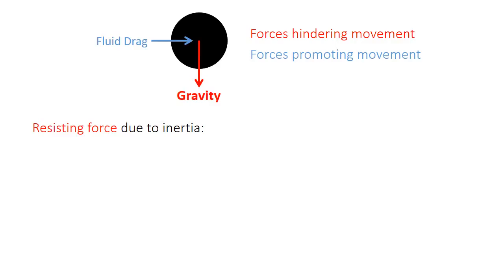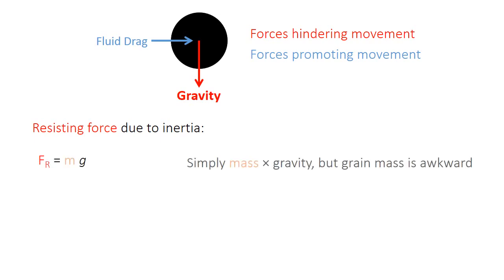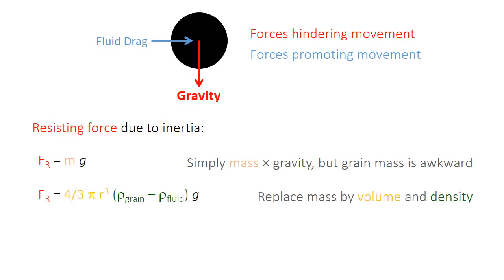So gravity is inertia. It's a resisting force that must be overcome for the particle to move. It's simply the mass of the particle times the gravitational attraction g, or the acceleration due to gravity g. But grain mass is a little awkward to work with. We typically think more about sediment in terms of its size. So we can just replace that mass term with volume times density. So volume is, of a sphere at least, 4/3 pi r cubed, and the grain density is rho.